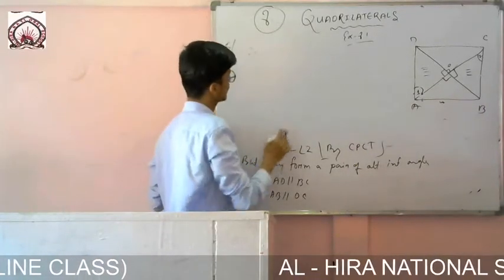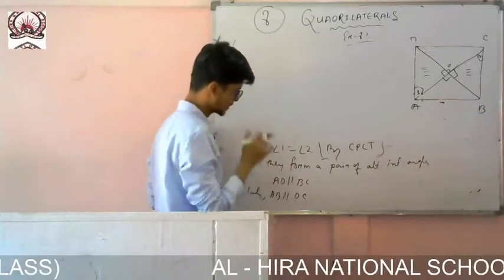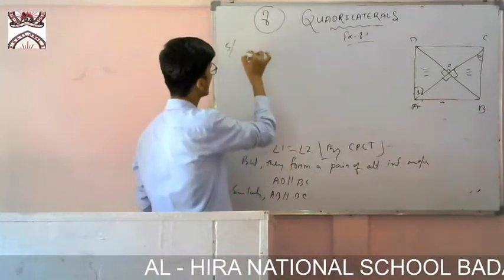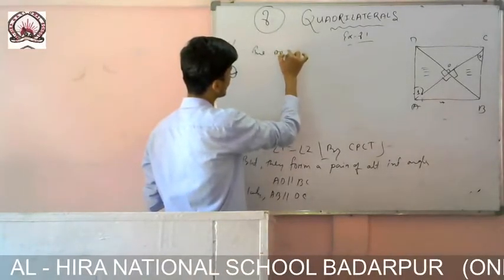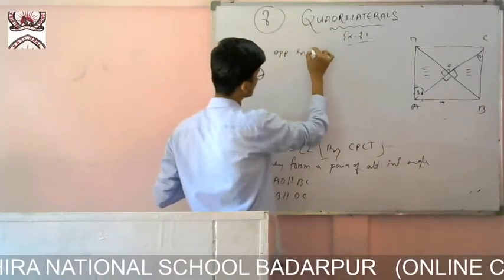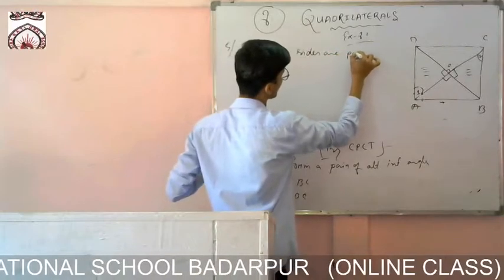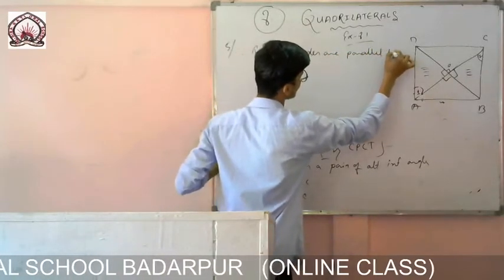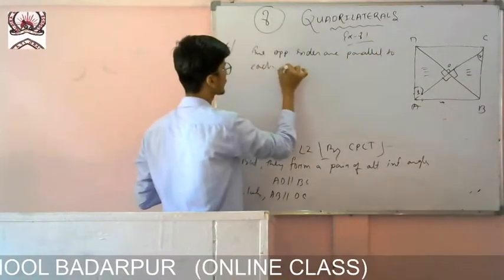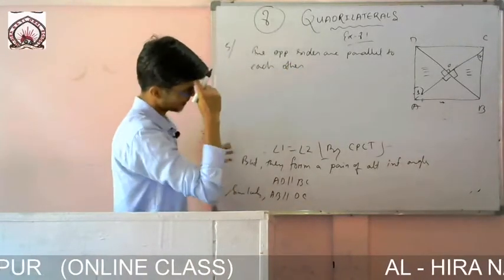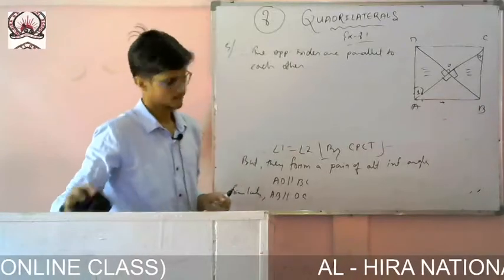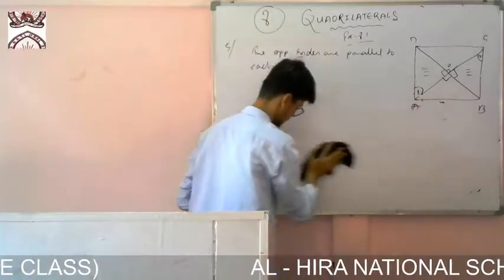Up to this much you write: therefore the opposite sides are parallel to each other. Okay, so now we will move to the next part. Just 2-3 lines left.